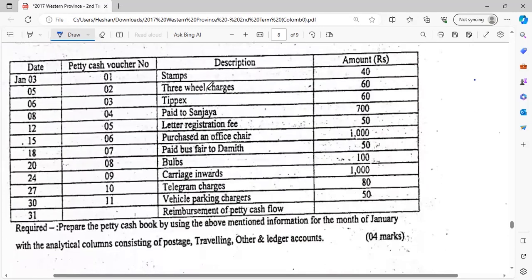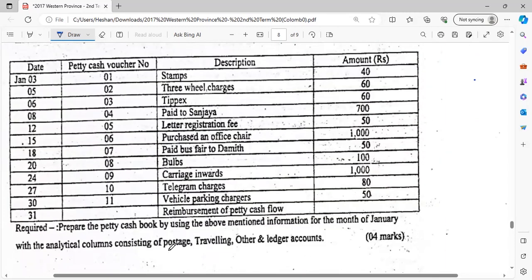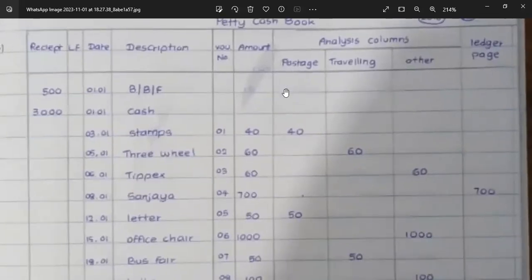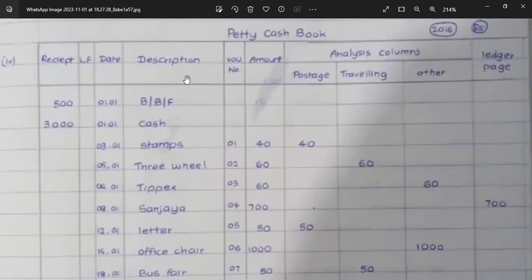Prepare the petty cash book using the above information for the month of January with analytical columns consisting of postage, traveling, other, and ledger account. Now, this is my answer: postage, traveling, other, and ledger page.